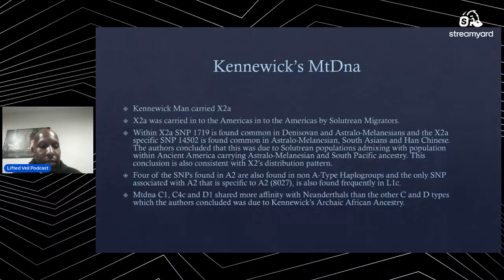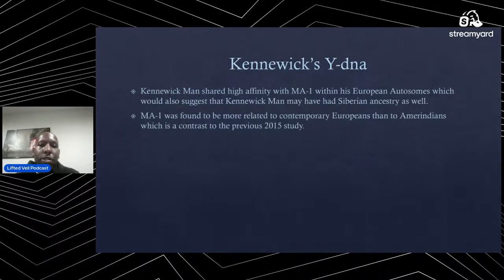mtDNA C1, C4C, and D1 share more affinity with Neanderthals than other C and D types, which the authors concluded was due to Kennewick's archaic African ancestry. Kennewick man shared high affinity with Malta 1 within its European allosomes, which would also suggest that Kennewick man may have had Siberian ancestry as well. Malta 1 was found to be more related to contemporary Europeans than to Amerindians, which is a contrast from the previous 2015 study.